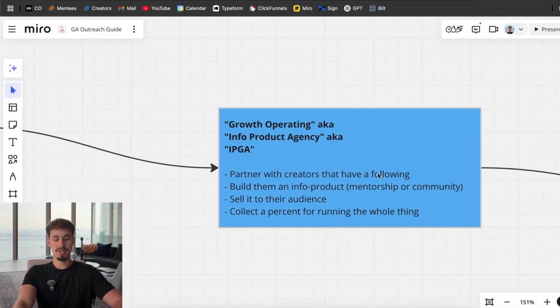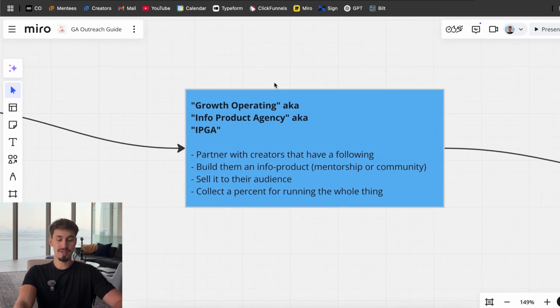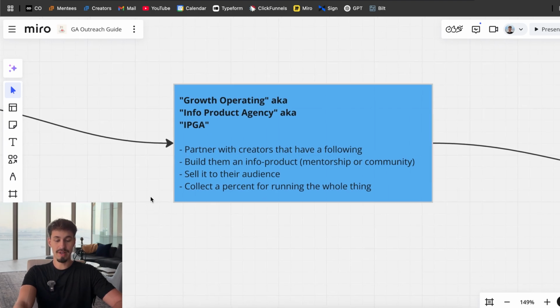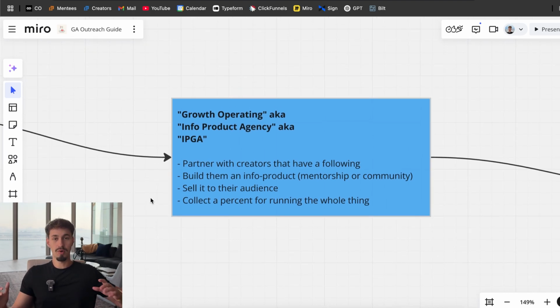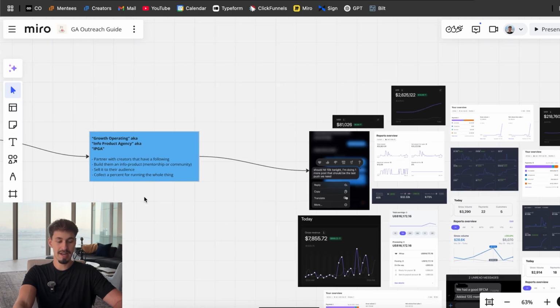Okay, so what actually is growth operating? Growth operating, aka info product agency, aka IPGA, whatever you want to call it, there's a million different definitions for it. Essentially, it's partnering with a creator that has a following, building them an info product, like a one-on-one mentorship or a paid community, selling it to their audience, and then collecting a percentage for running the entire thing in the back. And I'm sure most of you guys know what that is by now.